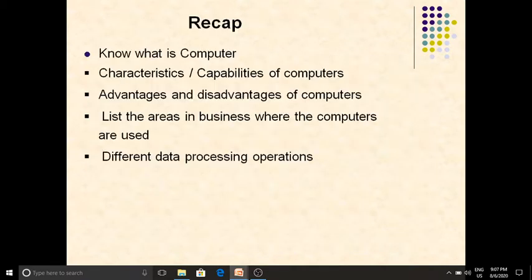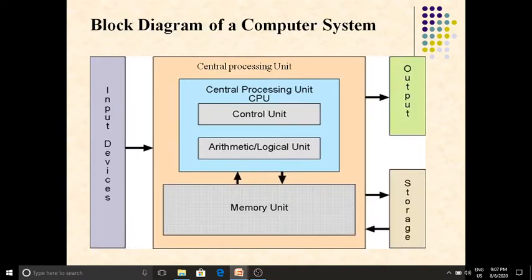Now students, you can see in this slide the block diagram of a computer. In yesterday's class we discussed what is a computer. A computer is an electronic device which takes inputs, processes that input and gives the desired output. Here in the block diagram you can see the input devices on the left side, connected with an arrow to the central processing unit.